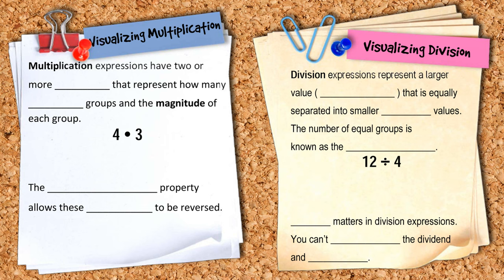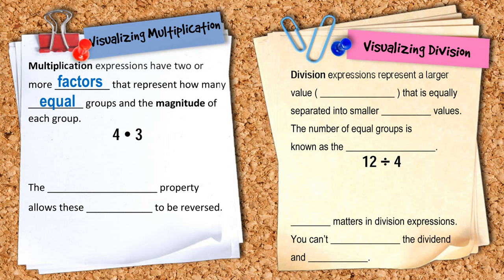Multiplication and division are inverse operations, meaning they do similar activities but in opposite ways. So when we visualize them, it helps to look at them together. They're going to act similarly, but one's going to bring equal groups together and one's going to break into smaller equal groups. Multiplication expressions have 2 or more factors that represent how many equal groups and the magnitude of each group. So let's analyze that. It's going to tell me how many groups I have and the size of each group.